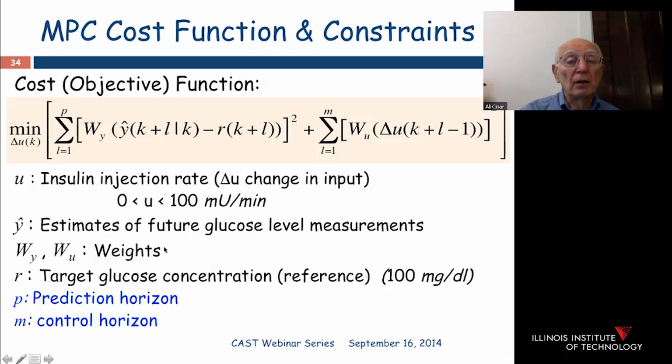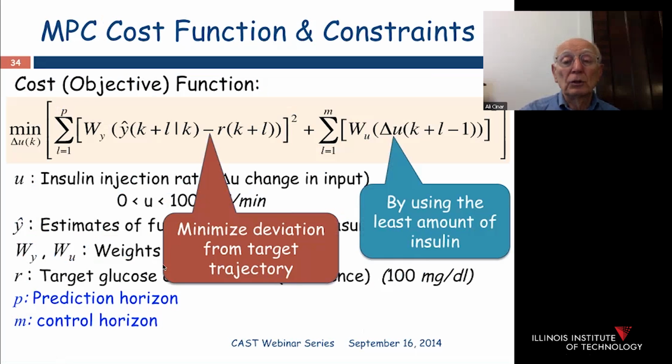And the objective function will have a number of constraints and a good number of parameters that could be adjusted, starting with the prediction and control horizon to various weights. And the target glucose concentration could either be a reference value or it could be a range. And of course, the traditional approach is that we are trying to minimize the deviation from the target trajectory by using the least amount of insulin by minimizing this cost function.